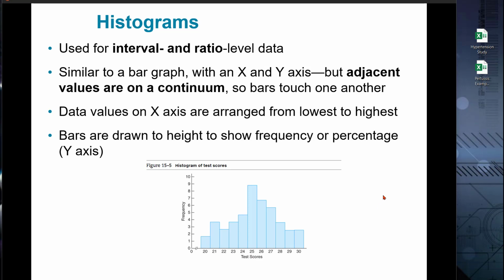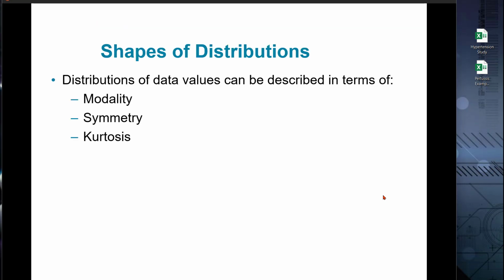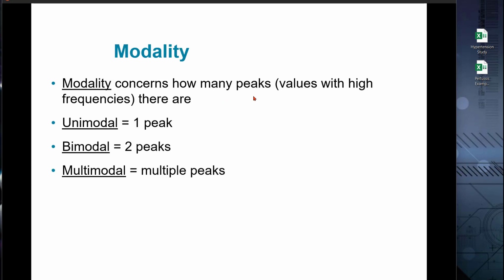Once you have interval or ratio data graphed into a histogram, you can examine the shape of the distribution. This includes describing the dataset in terms of its modality, symmetry, and skewness. Modality refers to the number of peaks, or modes, in a distribution. A distribution can be unimodal, which means it has one peak, bimodal, which means it has two peaks, or multimodal, which means it has three or more peaks.